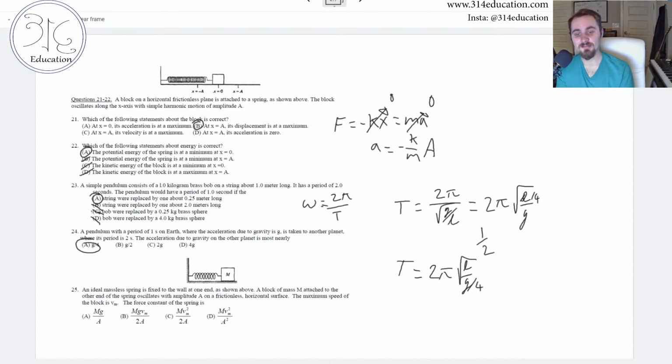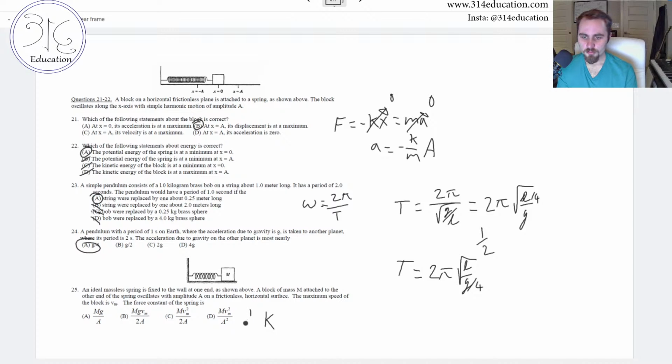25, an ideal massless spring is fixed to the wall at one end, as shown above, and a block of mass m is attached to the other end of the spring, which oscillates at some amplitude A on a frictionless horizontal surface. The maximum speed of the block is Vm. The force constant of the spring, I'm guessing that's the K value they mean. Yeah, let's assume that's the K, because that's the only thing that we aren't given. I usually heard that called a spring constant, but force constant makes sense, because it lets us translate displacement into force.